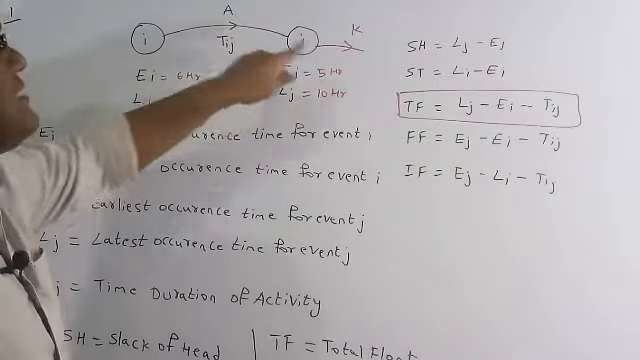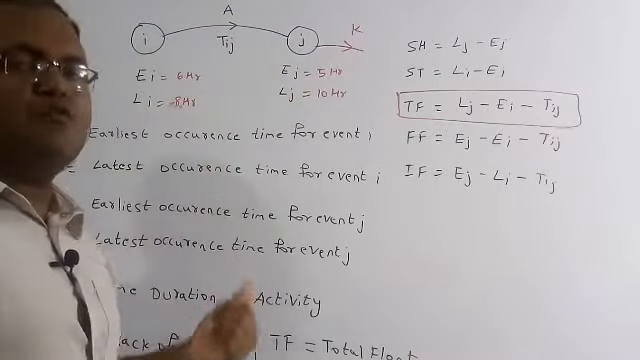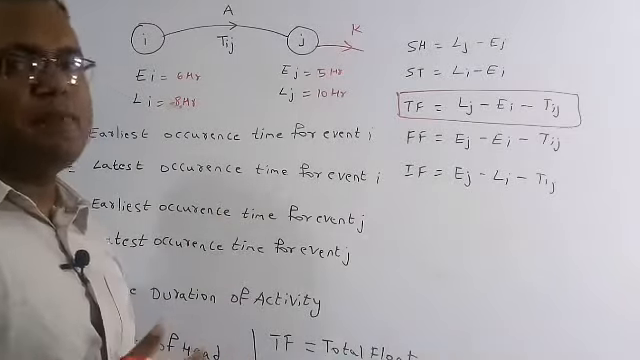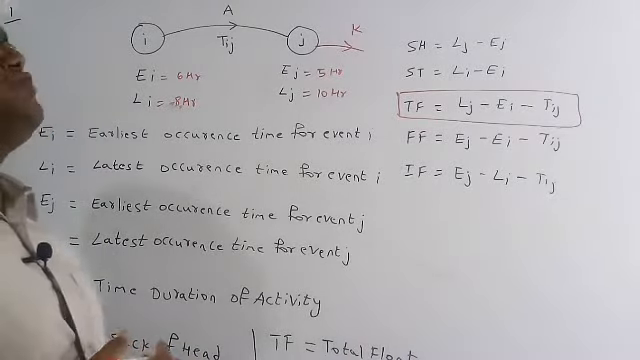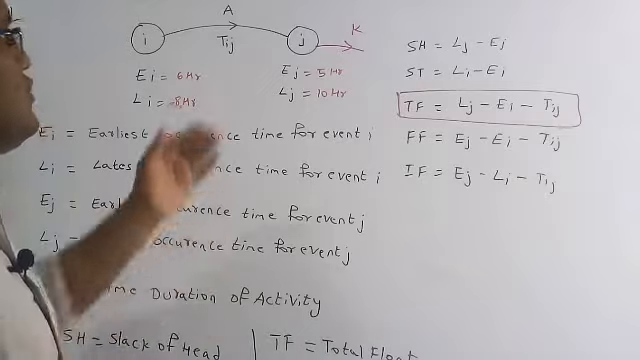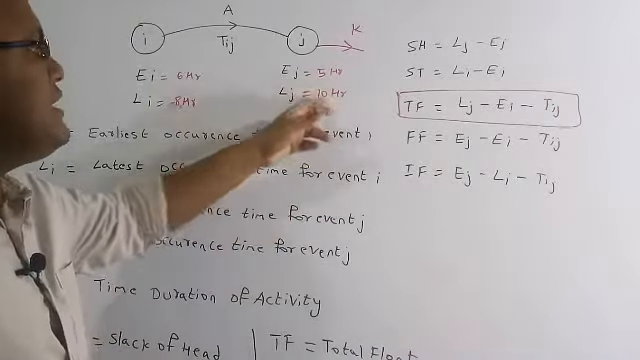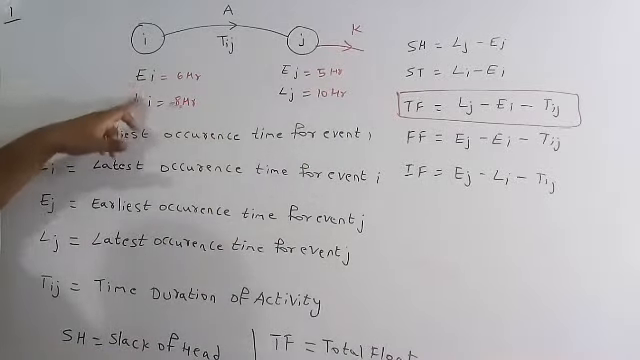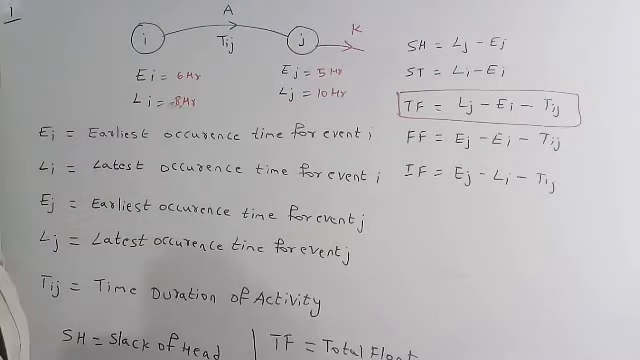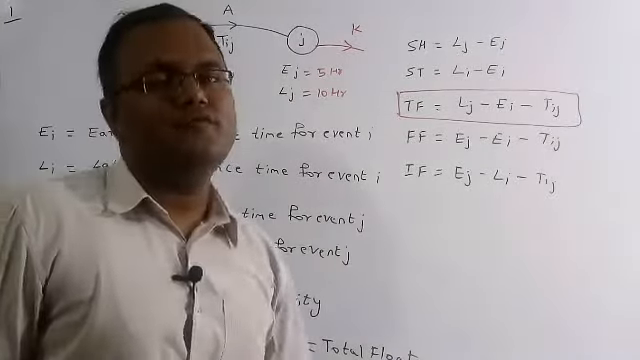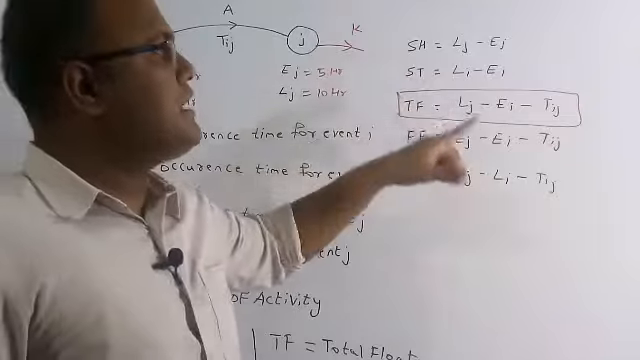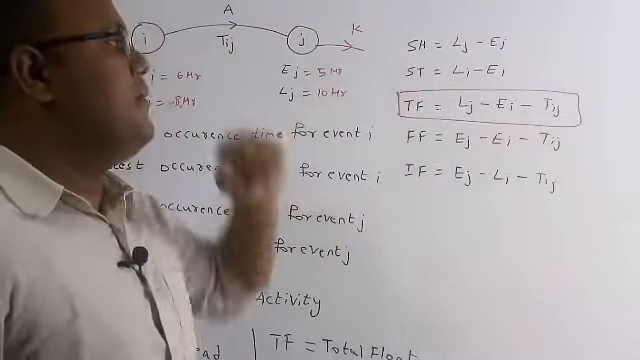Otherwise, if it goes beyond this, the total critical path will change, and the project duration will also change. That is the reason you have to complete your work within this 5 to 10, and also start your work within this EI and LI. That is the true meaning of the slack of head and slack of tail. So these are the formulas. If you remember, one question will compulsorily be asked from this concept.